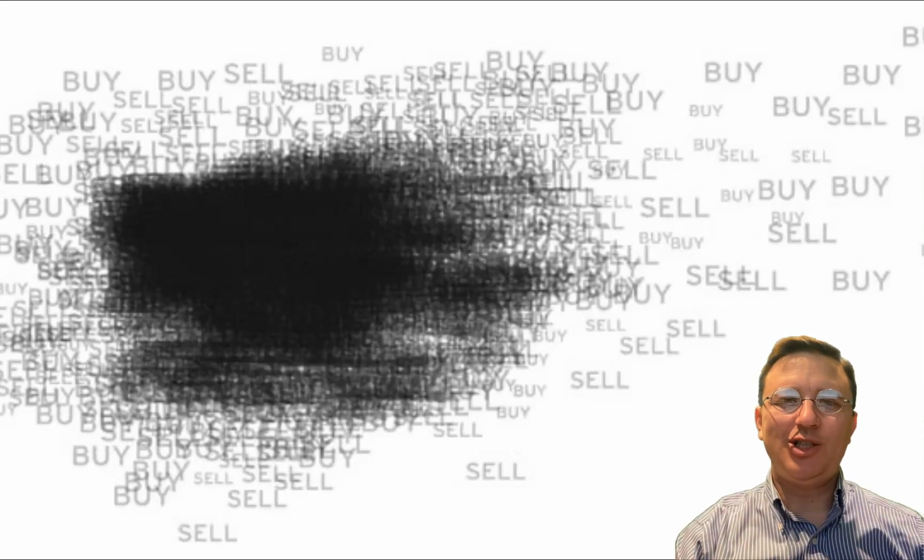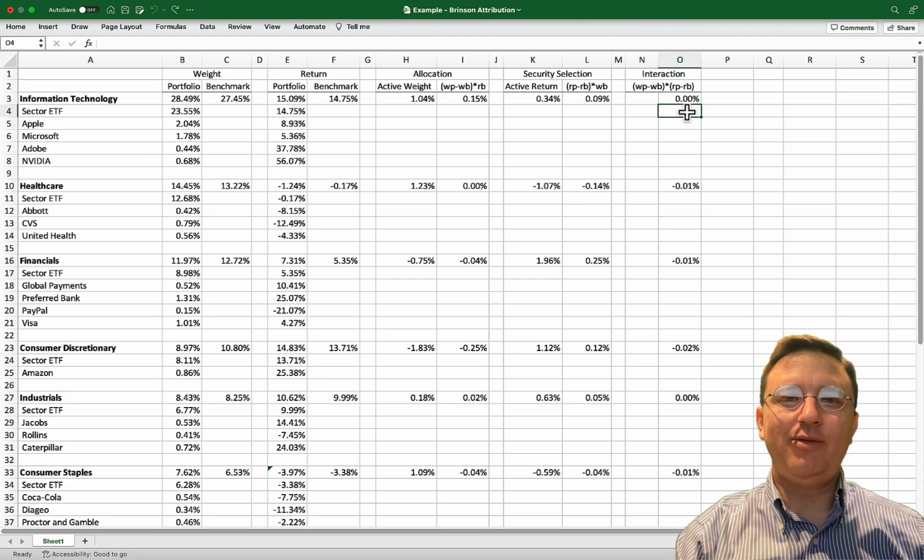My name is Dr. Rush, and this is Brinson Performance Attribution in Excel. The goal of performance attribution is to identify areas of success and areas in need of improvement.